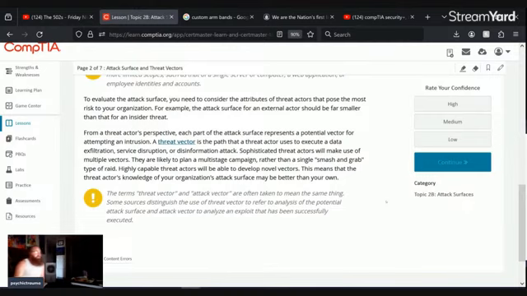From a threat actor's perspective, each part of the attack surface represents a potential vector for attempting an intrusion. A threat vector is the path that a threat actor uses to execute data exfiltration, service disruption, or disinformation attack. Sophisticated threat actors will make use of multiple vectors. They are likely to plan a multi-stage campaign rather than a single smash and grab type of raid. Highly capable threat actors will be able to develop novel vectors. This means that the threat actor's knowledge of your organization's attack surface may be better than your own.